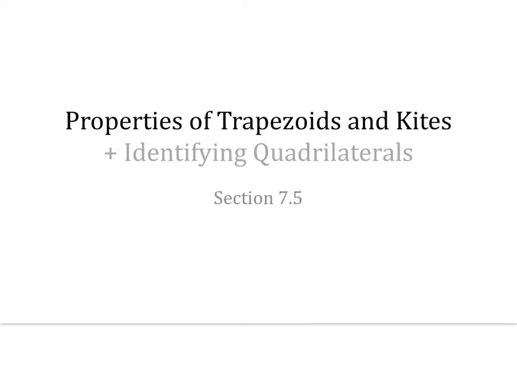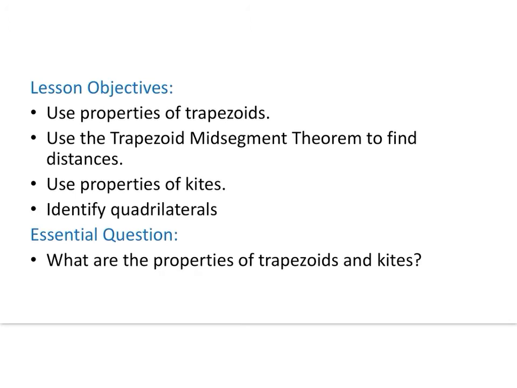Alright, let's get started with the properties of trapezoids and kites, plus just a little strategy for identifying quadrilaterals in section 7.5. Our objectives are to use properties of trapezoids, use the trapezoid mid-segment theorem to find distances, use the properties of kites, and identify quadrilaterals. Our essential question is, what are the properties of trapezoids and kites?